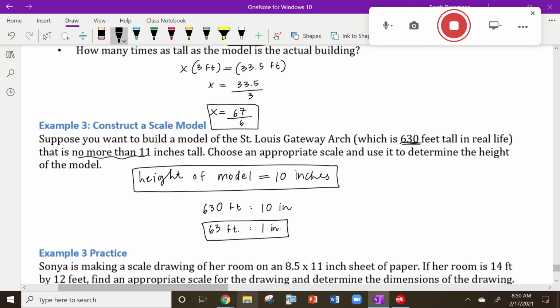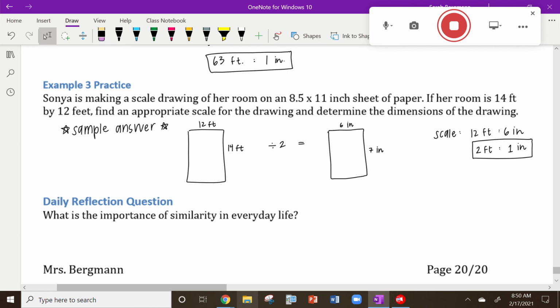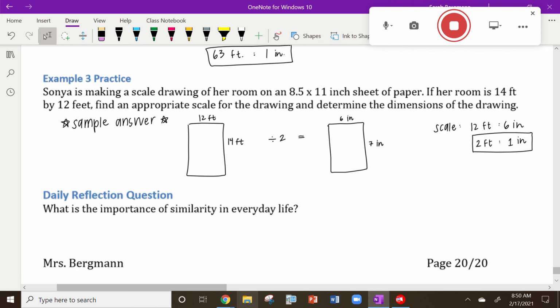Okay, there's a practice problem for you on this one. Remember, this is just a sample answer because you might have had something a little different. So I chose a 6 inch by 7 inch drawing, but yours may be different.